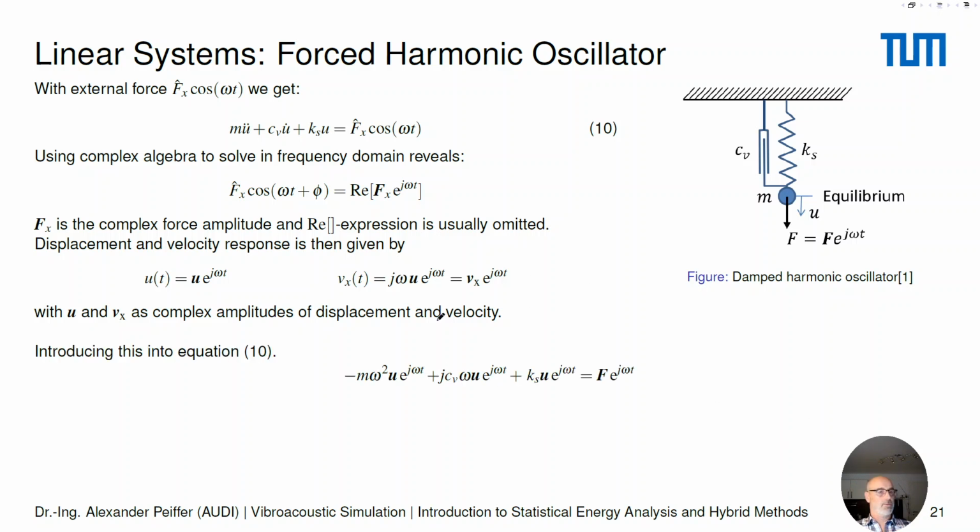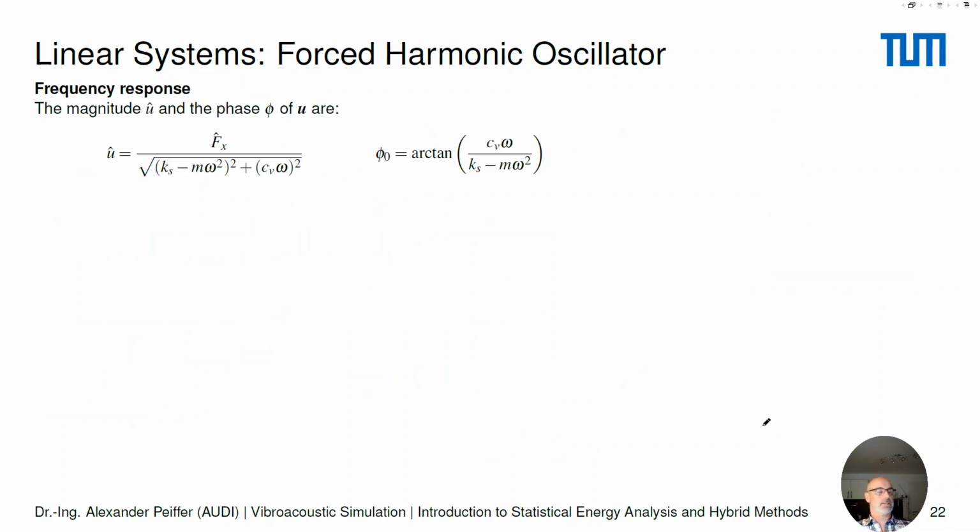Good. If we enter this ansatz into our equation on top, we get rid of our derivative due to complex algebra, and we have just the complex displacement and a force, and if we solve this for the displacement, we get this equation as the result for the displacement of the harmonic oscillator, which is excited by a complex force vector. So quite a simple formula, quite an easy solution using this complex notation.